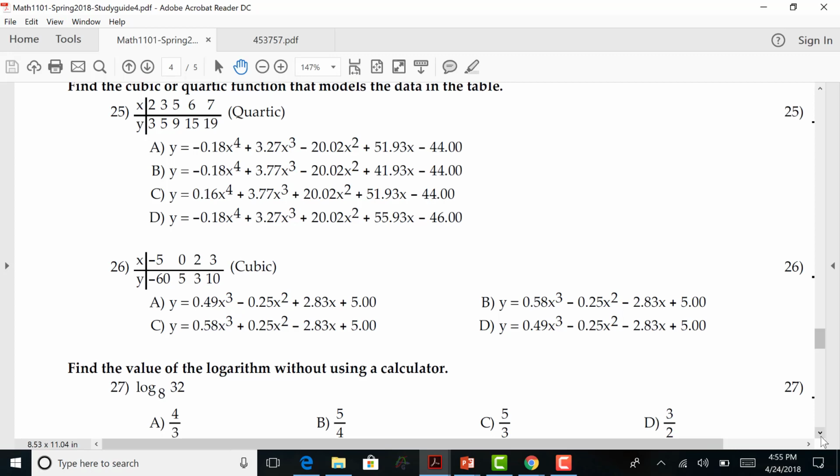This wants you to rewrite 32 as 2 to the 5th power, because 2 times 2 times 2 times 2 times 2 is 32. And then it wanted you to write log base 8. It wanted you to write 8 as 2 to the 3rd power, because that's 2 times 2 times 2. You okay?